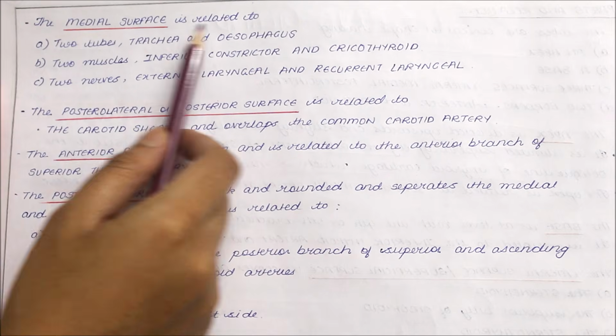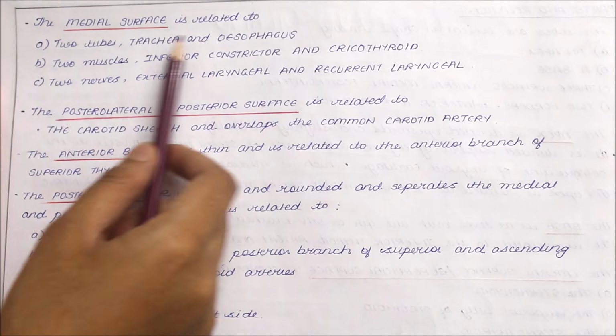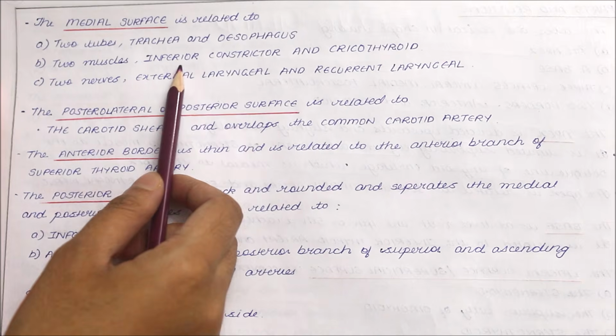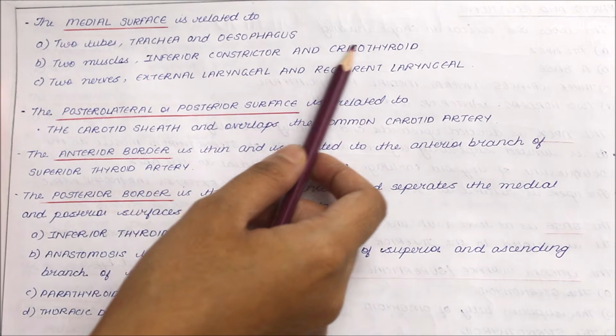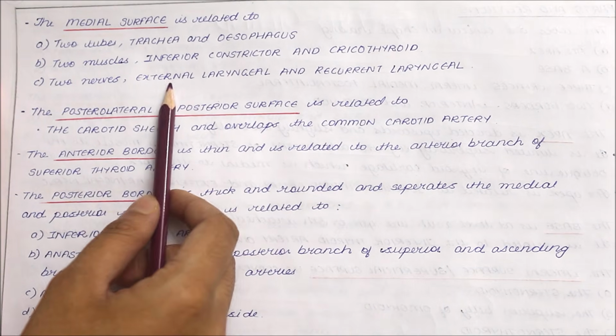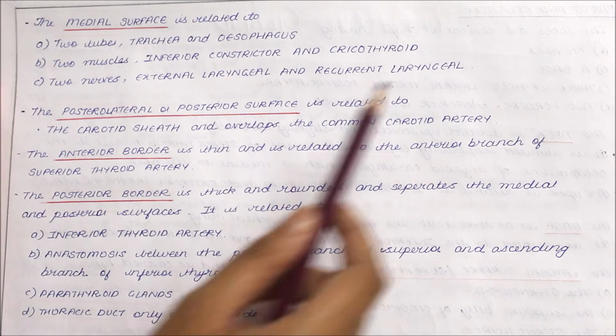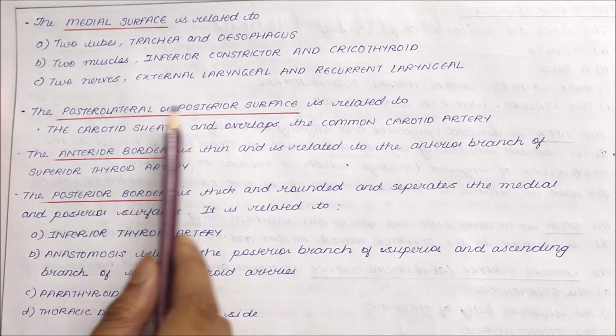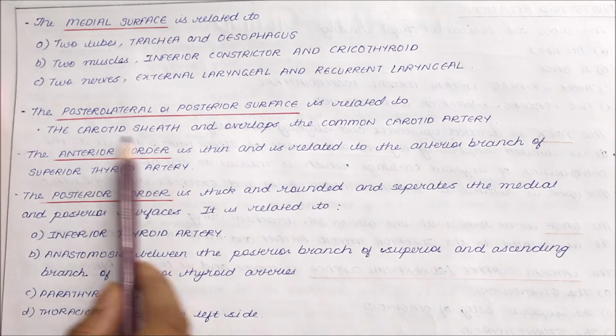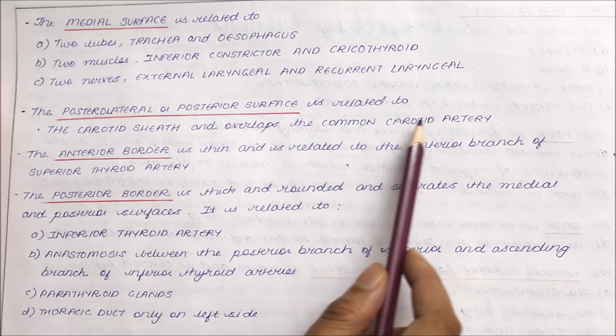The medial surface is related to 2 tubes, that is the trachea and the esophagus, 2 muscles, that is the inferior constrictor and the cricothyroid, 2 nerves, that is the external laryngeal and recurrent laryngeal nerve. The posterolateral or the posterior surface is related to the carotid sheath and overlaps the common carotid artery.